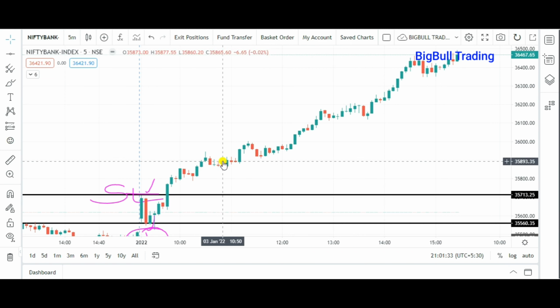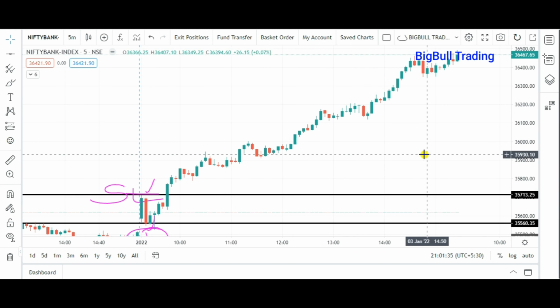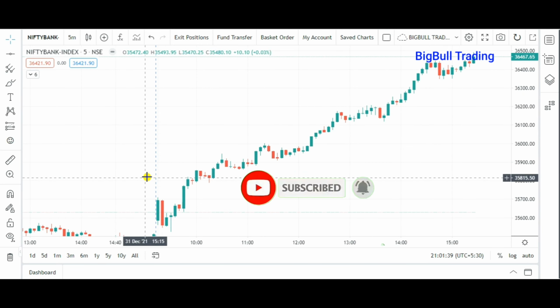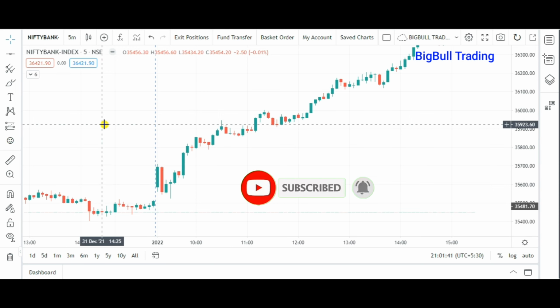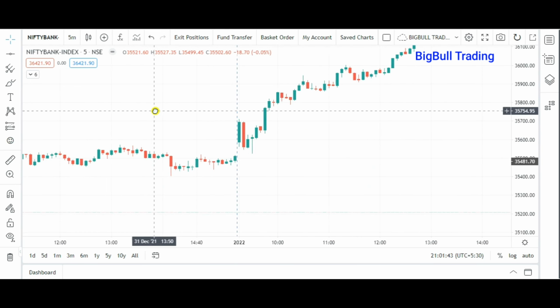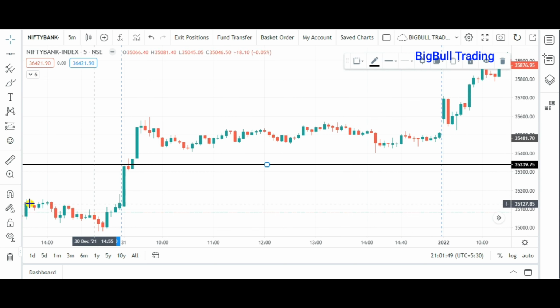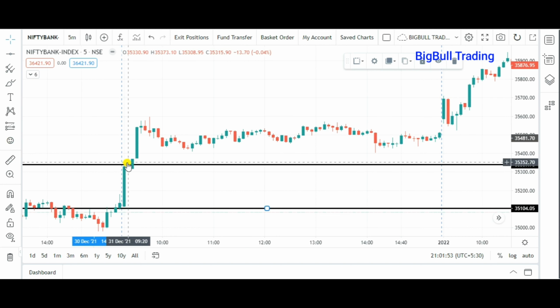Once you take the entry, you can see how much profit you can make today. This is not only one day, friends. Just check this strategy, I will show you the full thing. If you go one day before, again you mark the candle high, you mark the candle low. Once it breaks, you take the entry and you get a good profit.